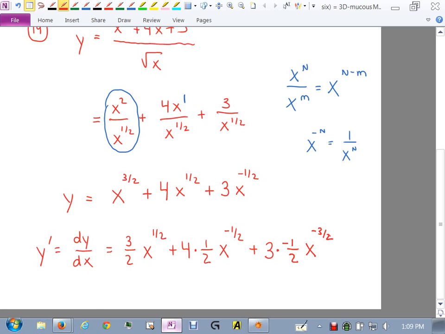That's it. We got to clean it up, but that's it. Does that address the question? Yes? We could just leave it like this. 3/2 x to the 1/2 plus 2 x to the negative 1/2 minus 3/2 x to the negative 3/2. We good with that? Okay. Any others?